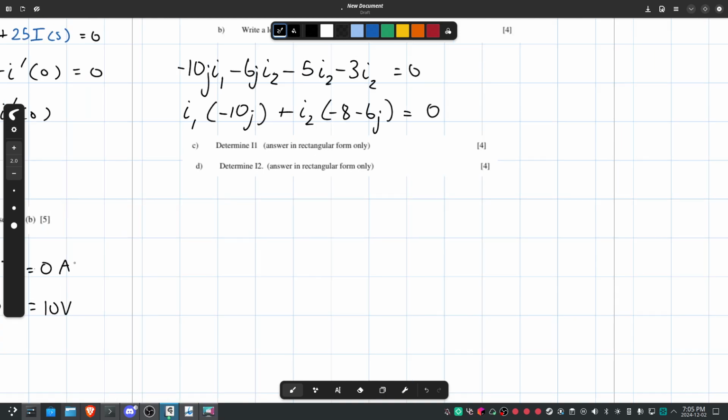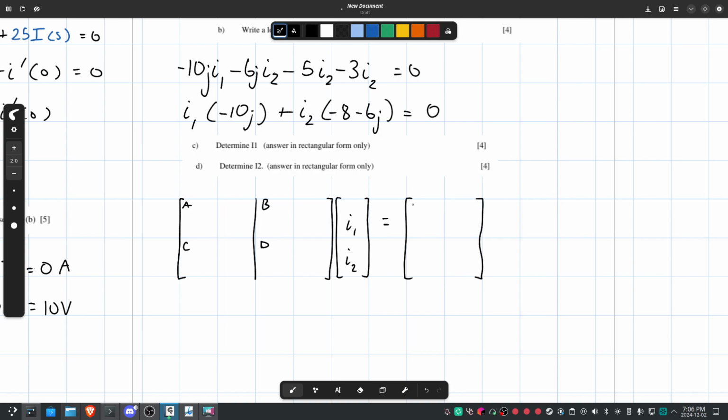No, I'm not doing substitution. I'm doing Cramer's rule. The way I like to do it is to first fill out a matrix here. This is going to be I1 and I2 is equal to X, Y.